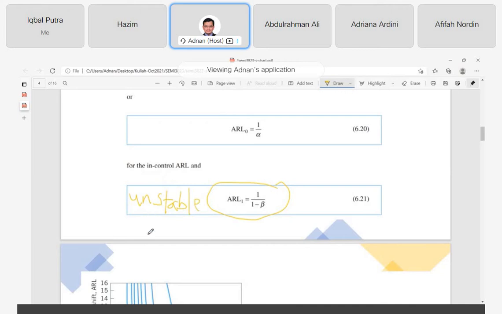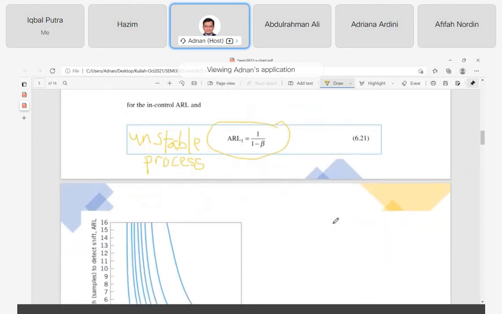For an unstable process that already has a problem, we want to detect as quickly as possible that it has a problem. So how do we measure how quickly it is detected? We use ARL1, 1 minus beta. Over here, the other one is the p value, sometimes called alpha. Same thing. So when the process is stable, we want the run length to be as long as possible. But when the process is unstable, we want it as quick as possible.